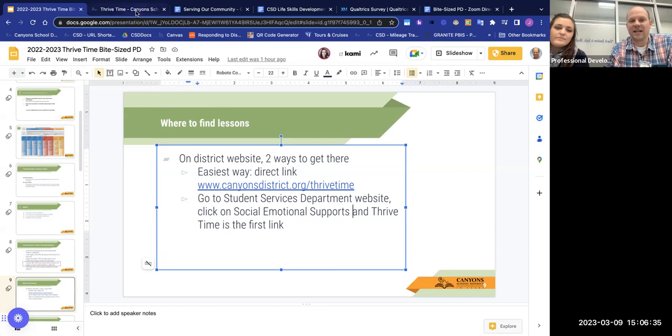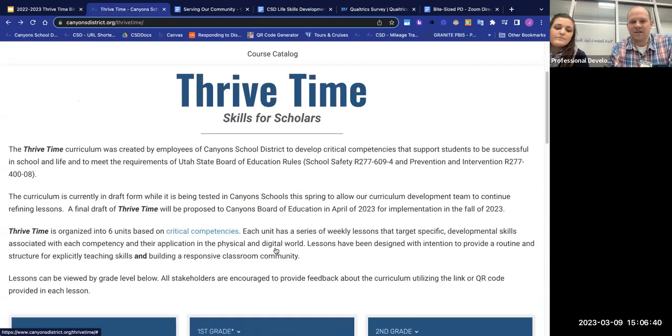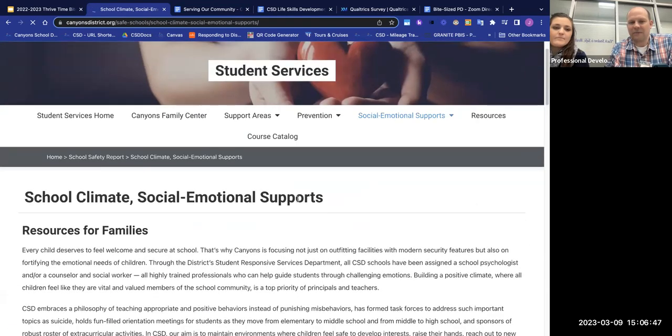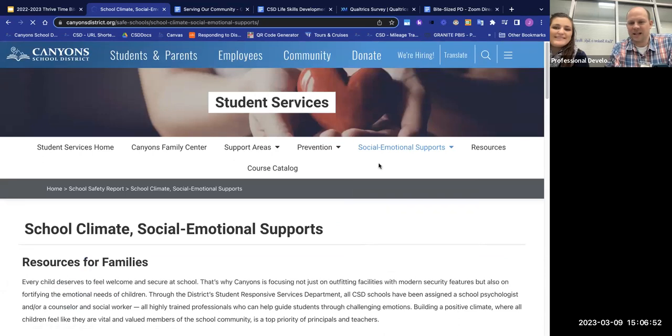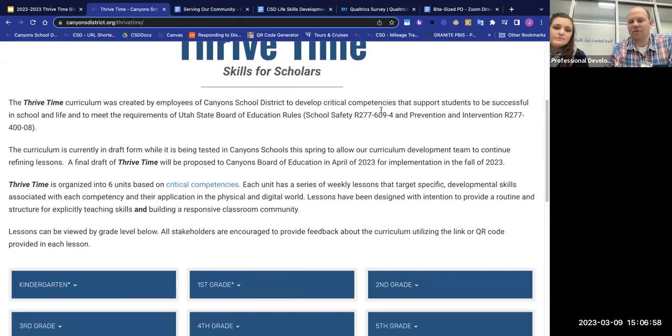So let's go to the site. I have it preloaded already. You'll notice again, it's on the Student Services site and it's the first item in the menu, Thrive Time. This is a basic overview of what the Thrive Time curriculum is all about, what all the rules going through it are, et cetera. And keep in mind that this is a publicly available website, so our community can also see and preview what will be in the curriculum.